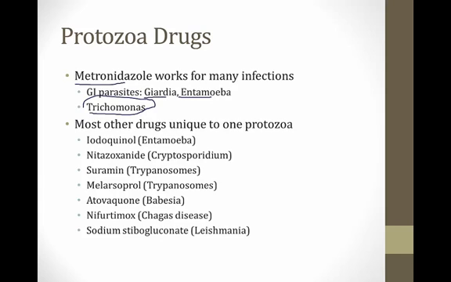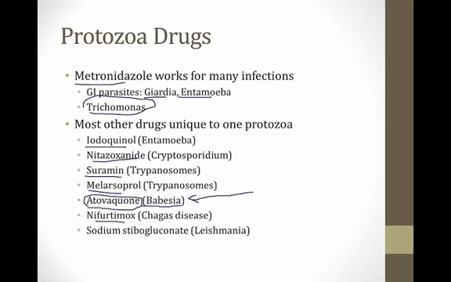So for example, for Entamoeba, there is a drug called iodoquinol that can be used. For Cryptosporidium, you can use nitazoxanide. Trypanosomes can be treated with a drug called Suramin. There's also a drug called Melarsoprol for trypanosomes. Atovaquone is a malaria drug, but it also works for Babesia, and that can help remind you that Babesia and malaria are the two blood parasites because they have a drug that works for both of them.